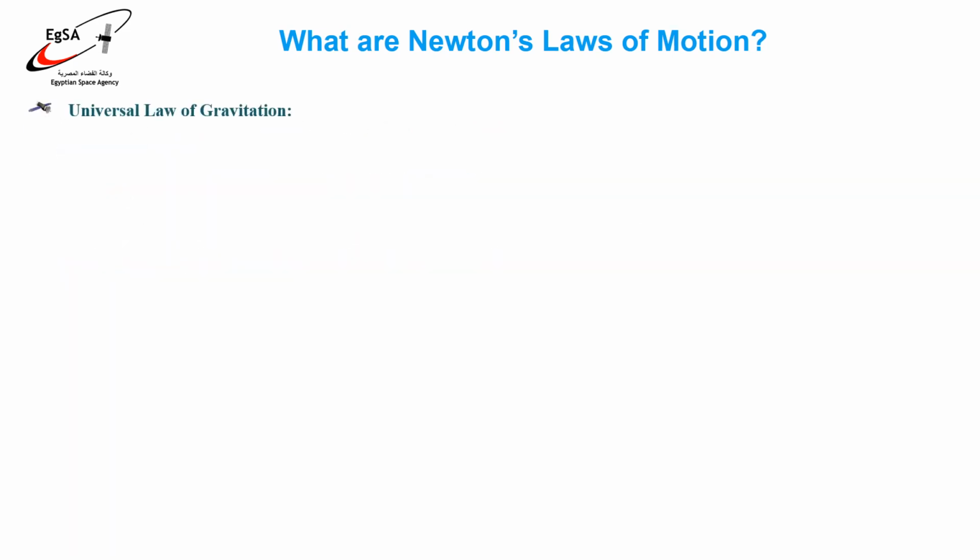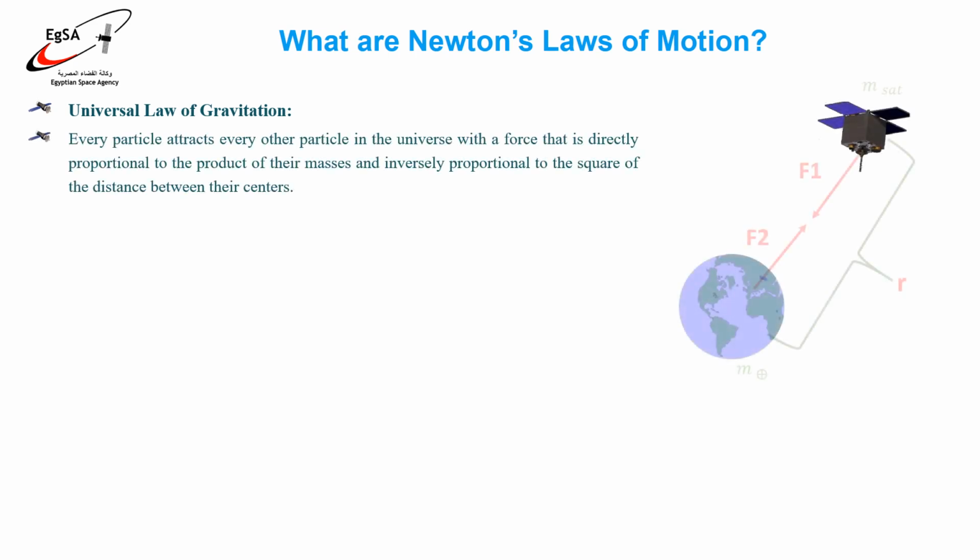Universal law of gravitation. The principle also includes the universal law of gravitation, which is usually stated as: every particle attracts every other particle in the universe with a force that is directly proportional to the product of their masses and inversely proportional to the square of the distance between their centers.